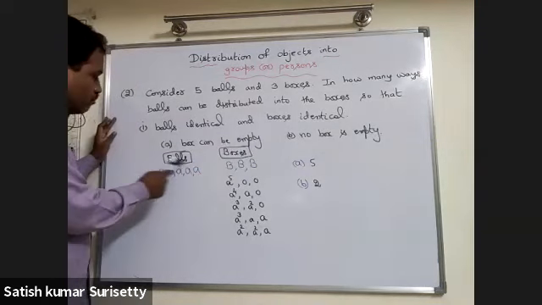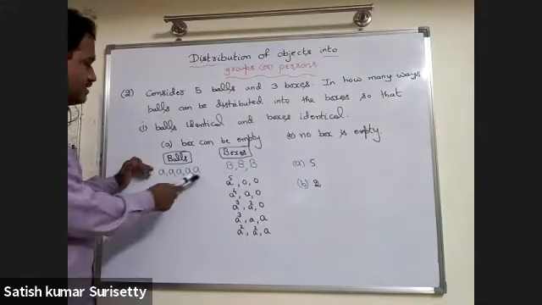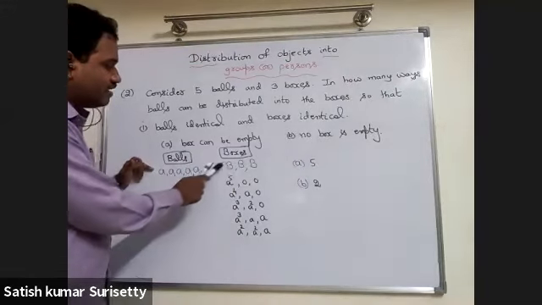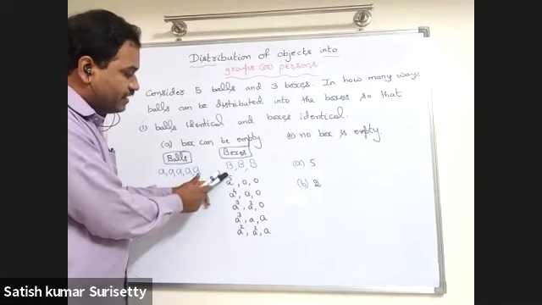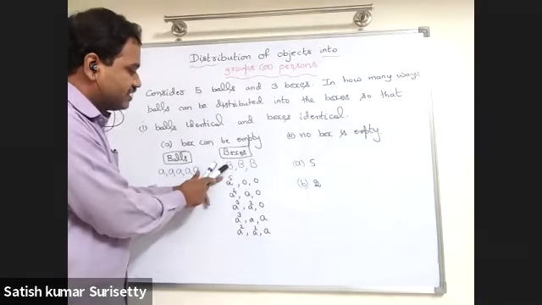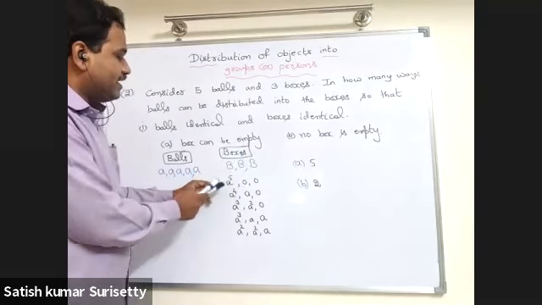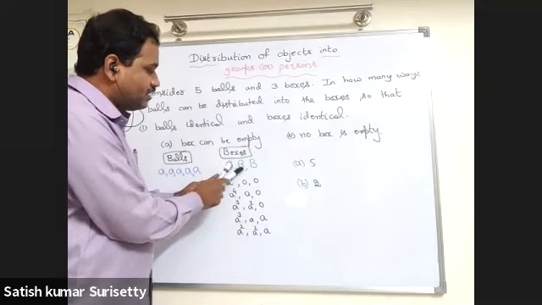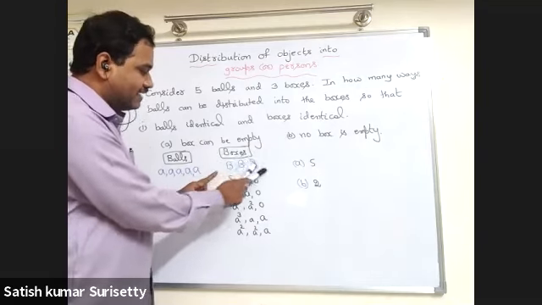Now these balls I am putting into the boxes. One possible case is that all the balls I can put into one of the boxes. So I am denoting this as A to the power of 5. The meaning of this is 5 balls in this box and 0 in the second and third box. Whether I keep 5 balls in the first box or second box or third box, there is no variation. Why? Because the boxes look identical.